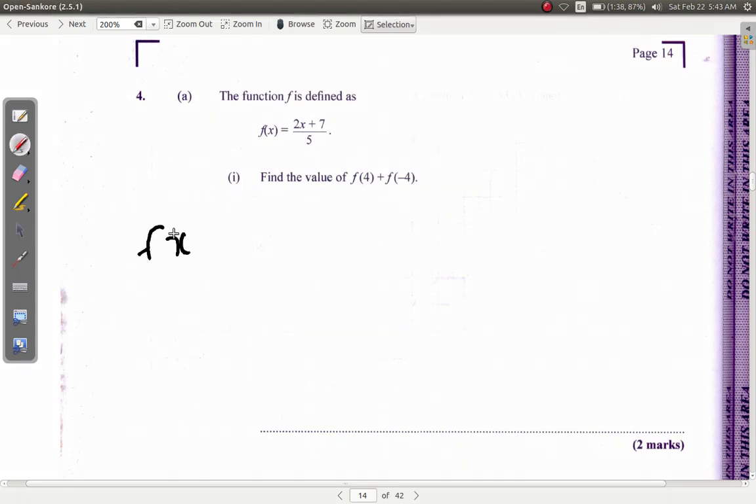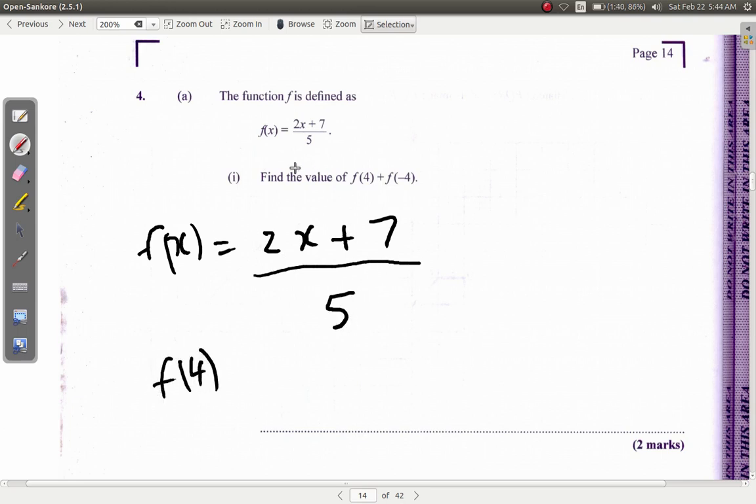You say f of x is equal to 2x plus 7 all over 5. The question is, what is f of 4? Now what you do, you remove the x and put 4 there instead. So it's no longer x, it's now 4. Where it says 2x, you're going to remove that x and put 4.